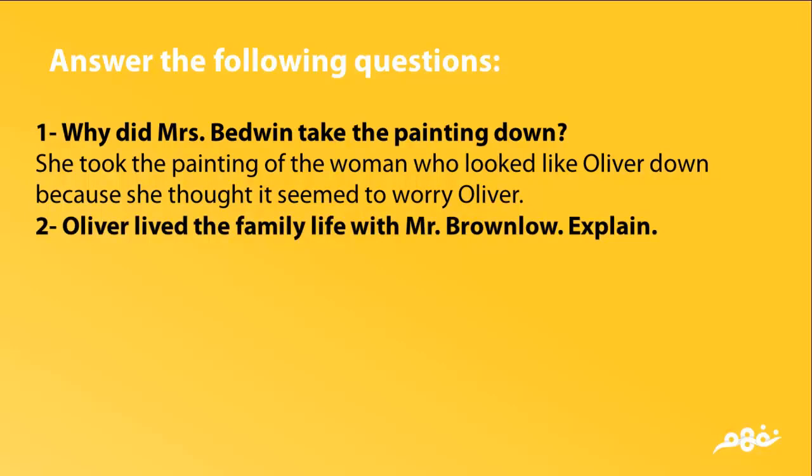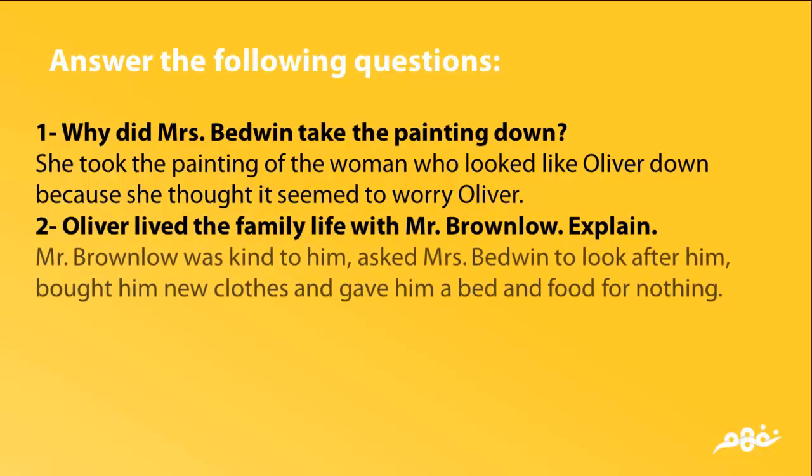Oliver lived the family life with Mr. Brownlow. Explain. Mr. Brownlow was kind to him, asked Mrs. Bedouin to look after him, bought him new clothes, and gave him a bed and food for nothing.